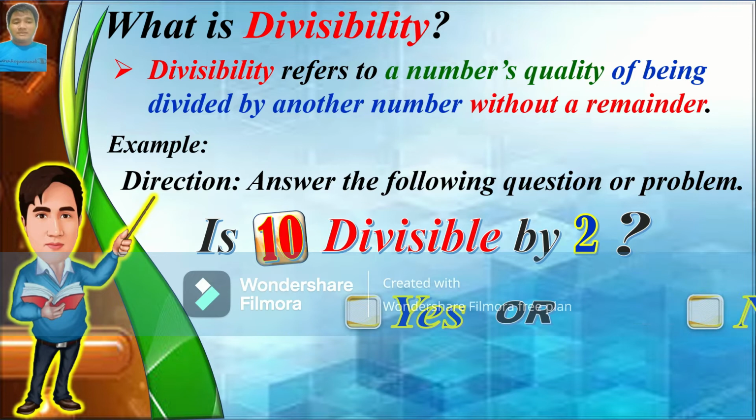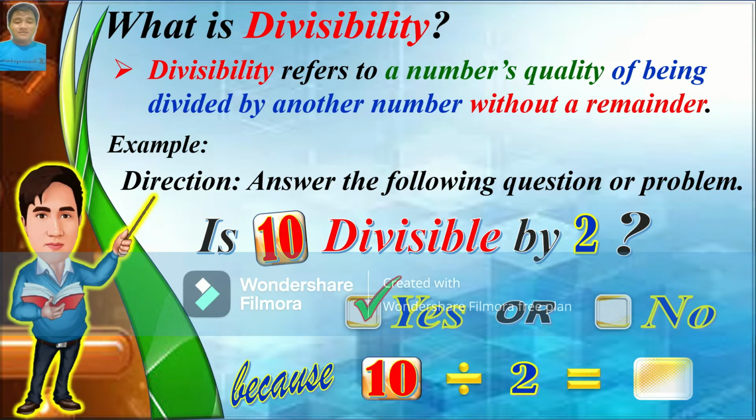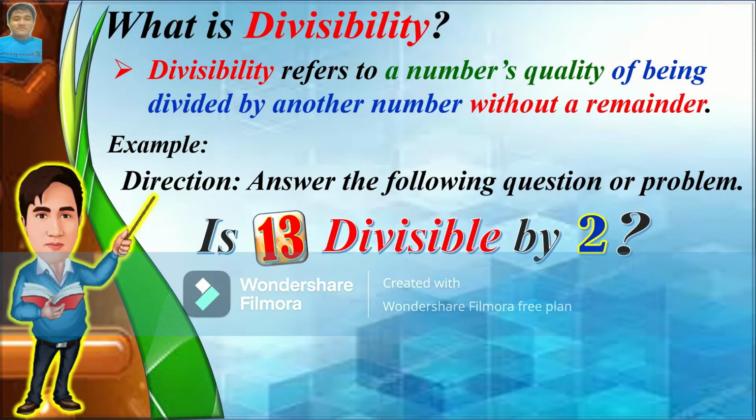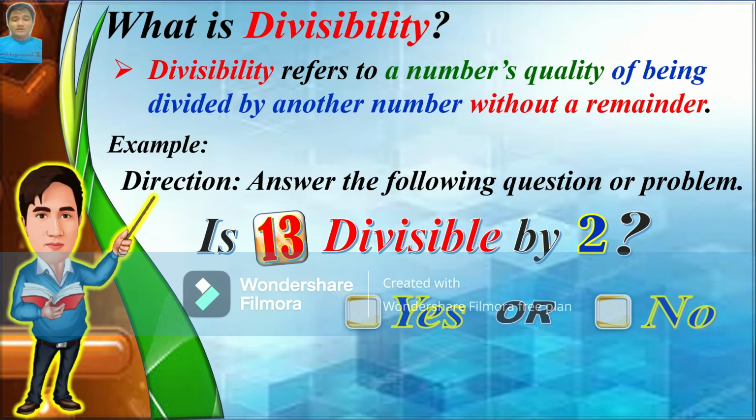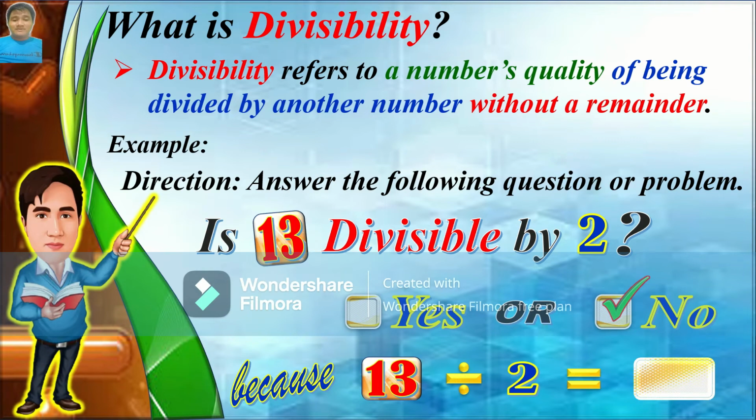For example, is 10 divisible by 2? Or can we divide 10 by 2 without remainder? Yes or no? Very good. The answer is yes, because 10 divided by 2 is exactly equal to 5. Next question, is 13 divisible by 2? Or can you divide 13 by 2 without remainder? Yes or no? Excellent. The answer is no, because 13 divided by 2 is equal to 6 remainder 1.